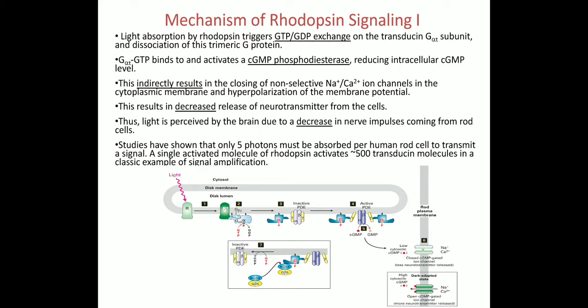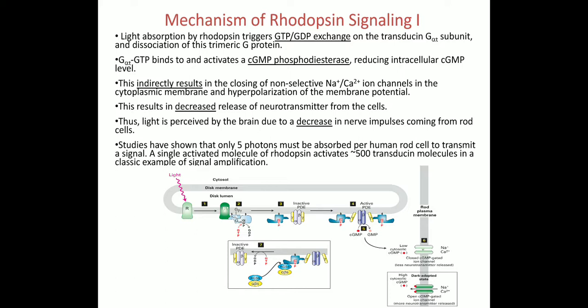Then, the mechanism of rhodopsin signaling. In dark adapted rod cells, a high level of cyclic GMP keeps nucleotide gated non-selective cation channels open. Light absorption generates the activated rhodopsin, which binds inactive GDP bound GT proteins and mediates the replacement of GDP with GTP.